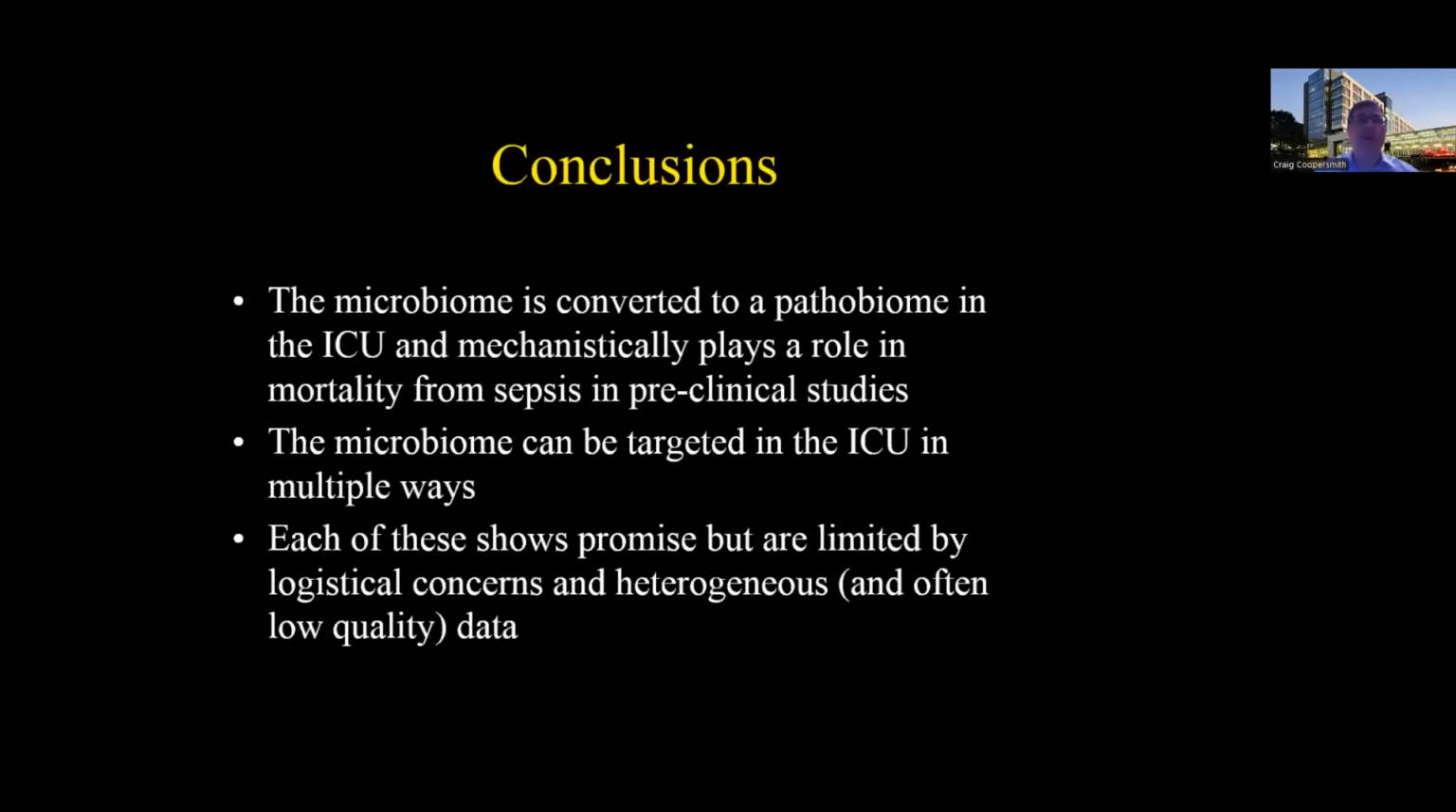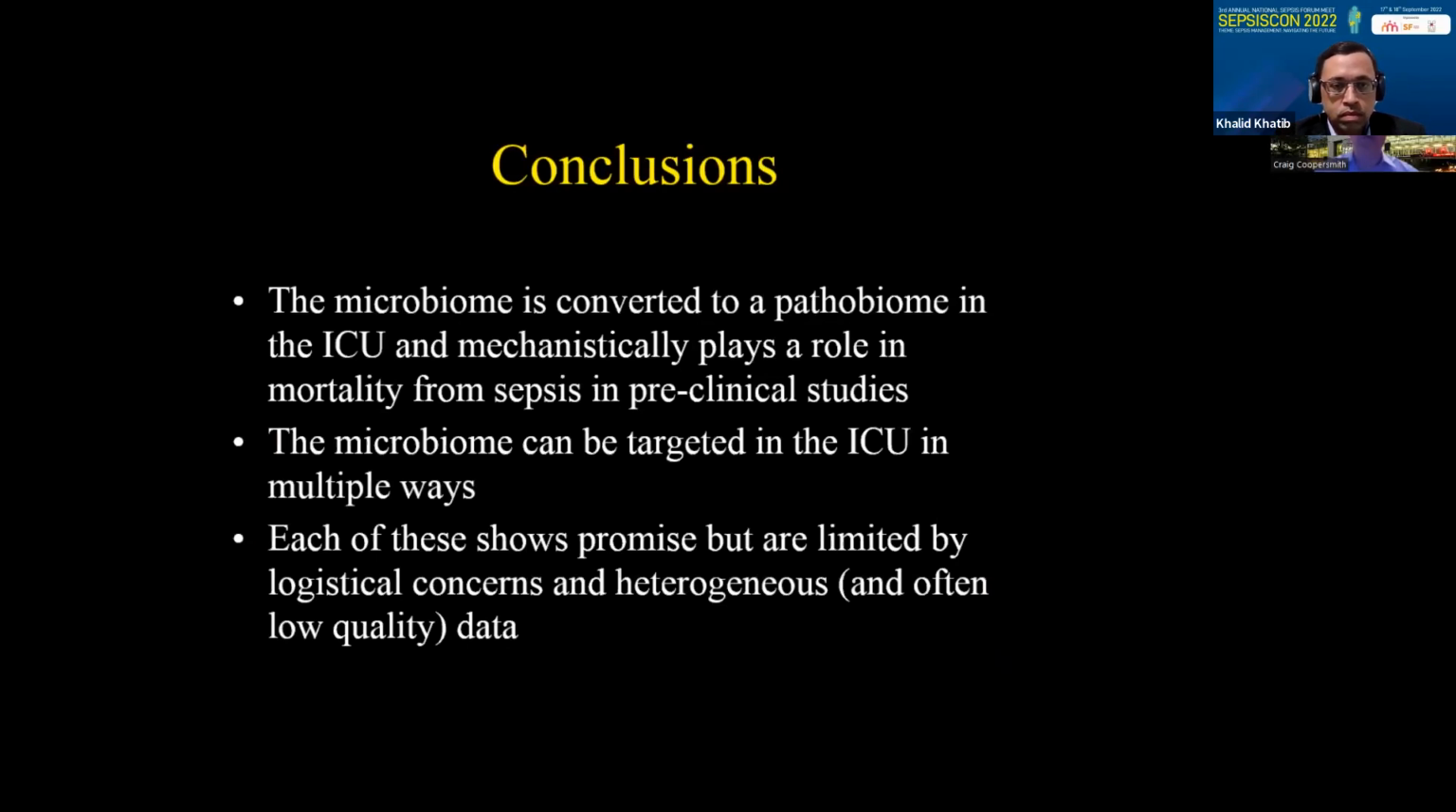So in conclusion, the microbiome is converted to a pathobiome in the ICU, and it mechanistically plays a role in mortality from sepsis in preclinical studies. I didn't have time to show you that, but work from my laboratory shows that if you have genetically identical mice that you get from different vendors that have different microbiomes, simply changing the microbiome is sufficient to change mortality.